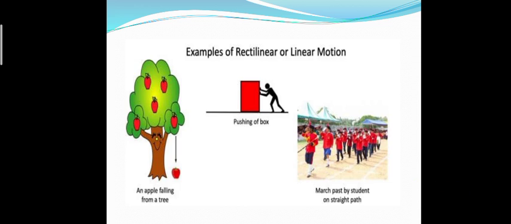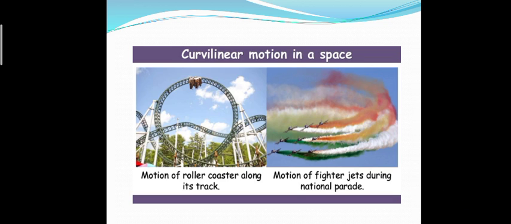This will be more clear by seeing this picture. In the first picture, an apple is falling from a tree, showing rectilinear motion. A boy is pushing a box. It is also showing rectilinear motion. And the march past by students on a straight path is an example of rectilinear motion. Now let's see curvilinear motion. The motion of a roller coaster along its track is a curvilinear motion, and the motion of fighter jets during the national parade is a curvilinear motion.